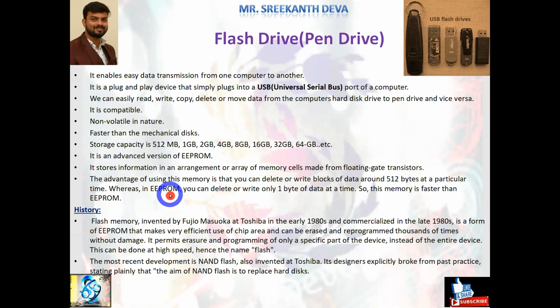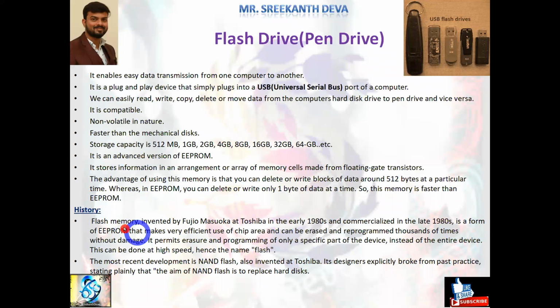Whereas in EEPROM you can delete or write only 1 byte of data at a time. So this memory is faster than EEPROM. In flash drives we are able to delete or write blocks of data of around 512 bytes at a particular time. But coming to EEPROM, we can delete or write only 1 byte of data at a time. So this memory is much faster than EEPROM.